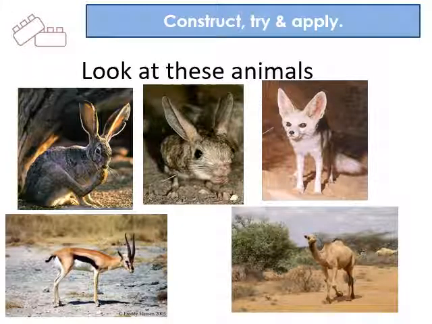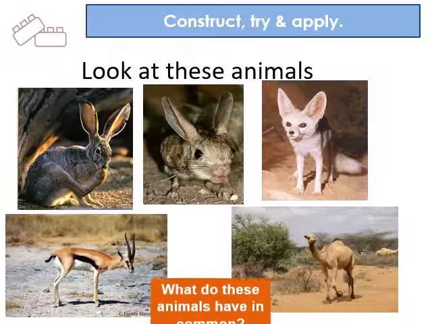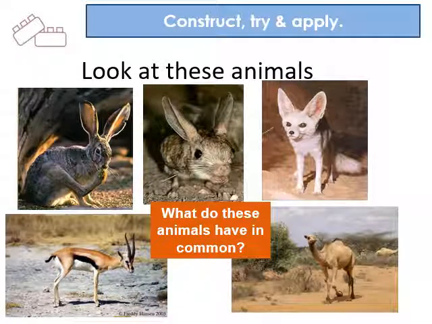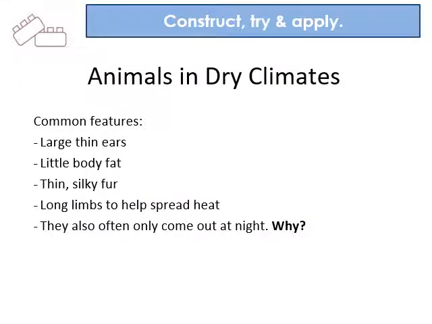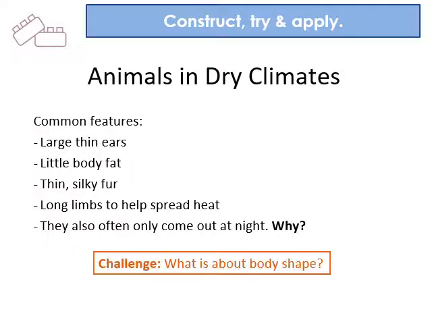This time you've got a selection of animals that live in a slightly different climate and environment. What do these animals have in common? Hopefully you'll have all picked up on the large ears. Just like animals in cold climates, animals in dry climates also have common features. These include having large thin ears, very little body fat, thin silky fur, long limbs to help spread out the heat, and they often only come out at night. Why do you think that might be?